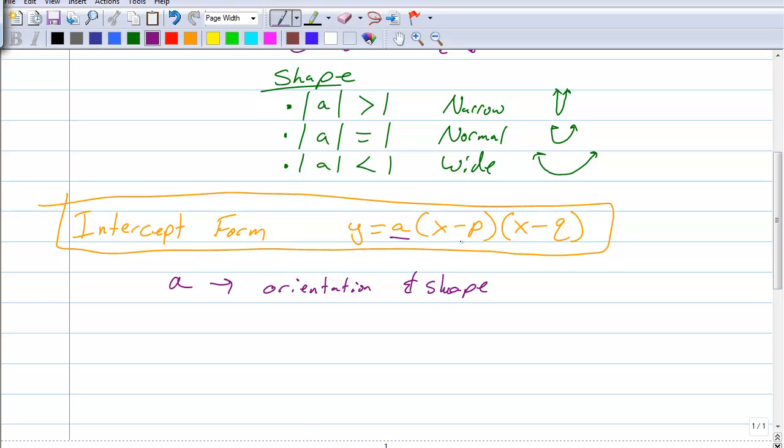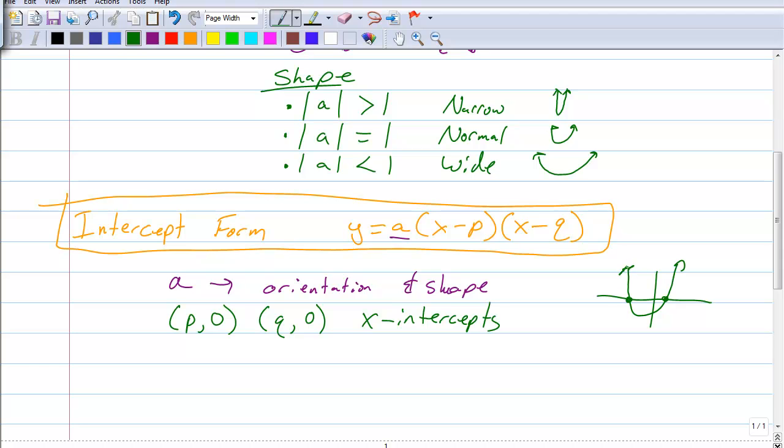But these p and q's are going to tell us about the point p comma 0 and the point q comma 0. These are going to be x intercepts. That's different from y intercepts. That's going to tell us where it crosses the x-axis. So for example, suppose p and q are something like this. This tells us where the parabola crosses the x-axis. That's what intercept form is going to tell us.